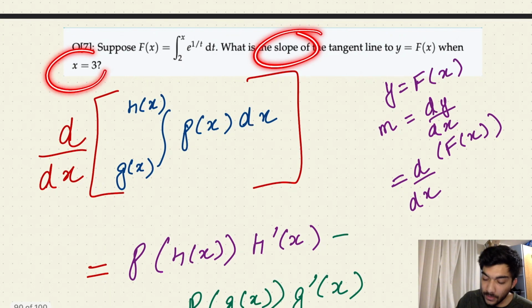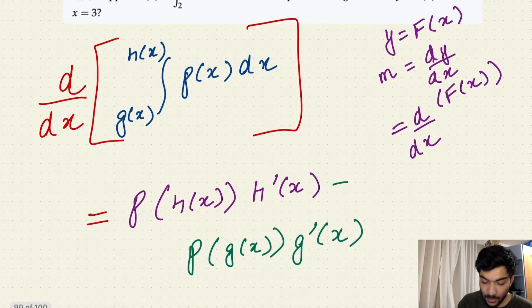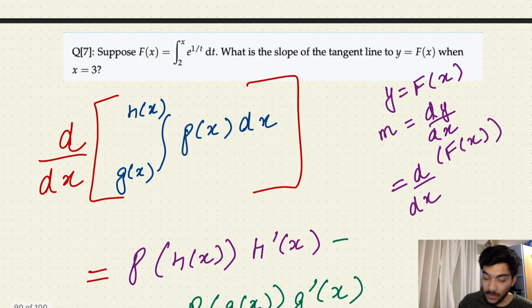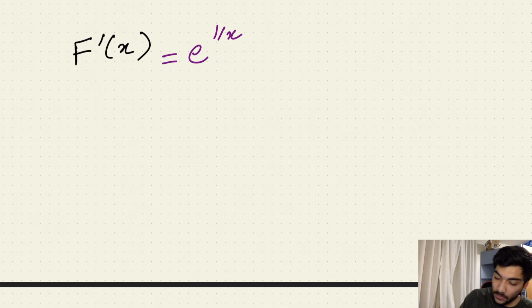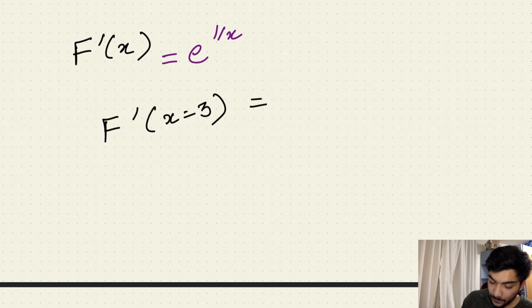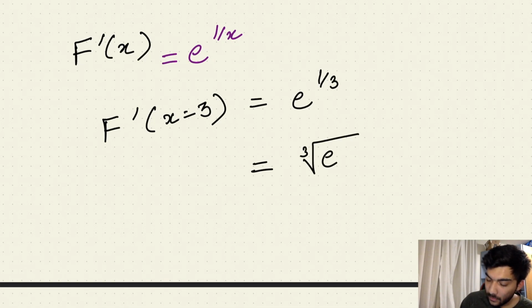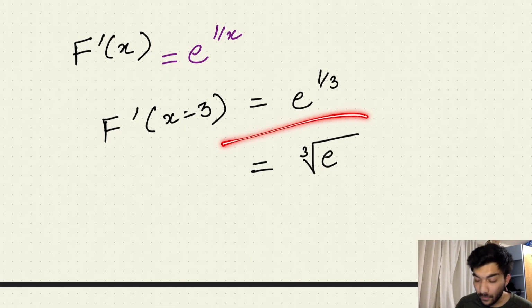But we have to calculate the slope at a specific point, which is x equals 3. So in order to do that, we'll just substitute x equals 3 into the derivative expression. In order to calculate the slope of the line which we are talking about, we'll do F dash of 3. Since it's x equals 3, we will substitute x equals 3 on the right hand side as well, which would become e to the power 1 by 3, that is the cube root of e. And that is indeed your final answer. This is the slope of the tangent line to y equals capital F of x when your x is equal to 3. So that's it for this video.